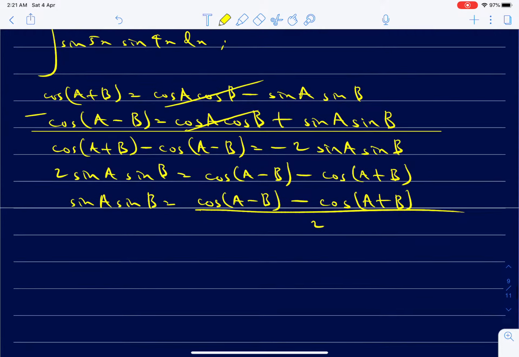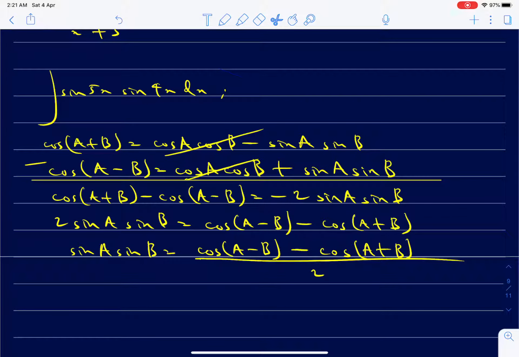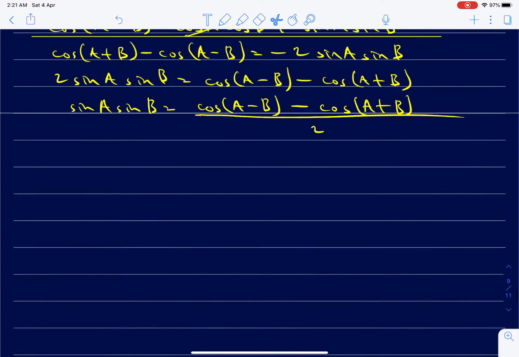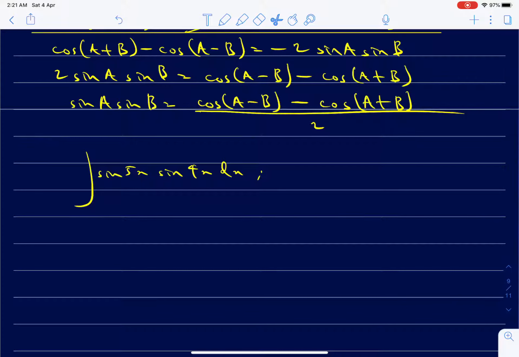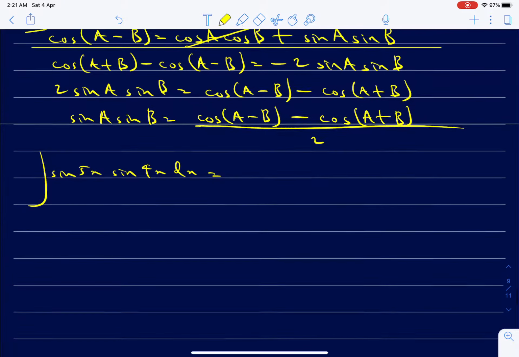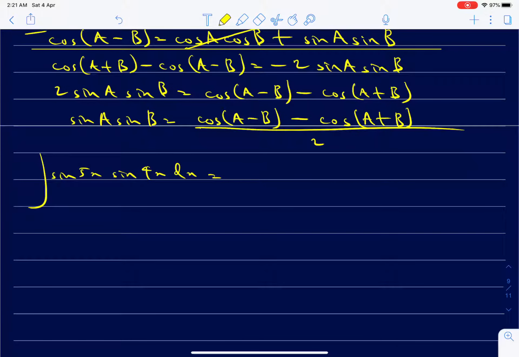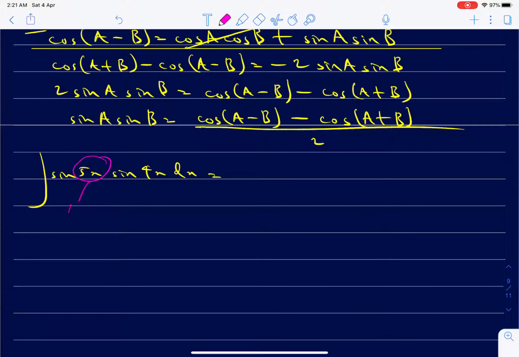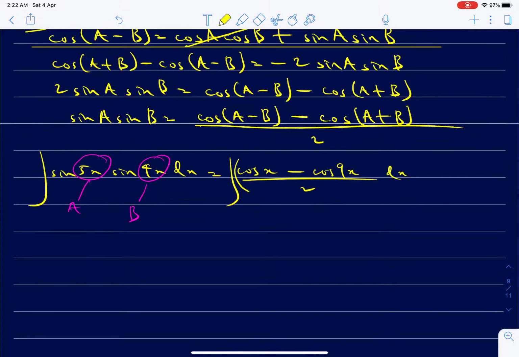So that means the integral of sine 5x sine 4x is the same as here, where a is 5x and b is 4x. So that means cos(5x minus 4x), which is x, minus cos(5x plus 4x), which is 9x, over 2. That's the integral of that.